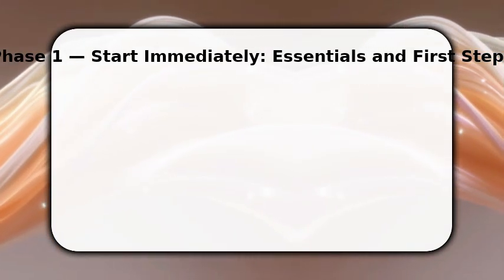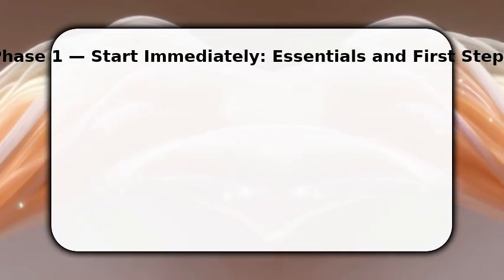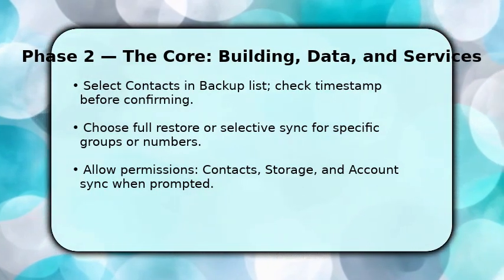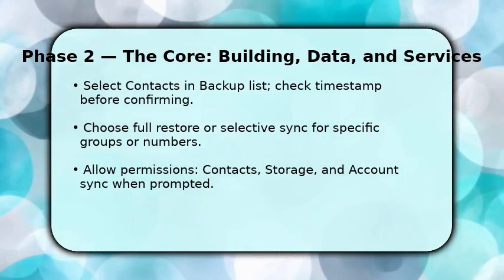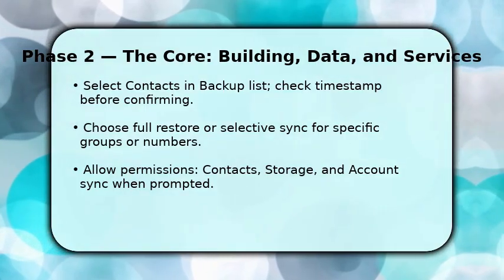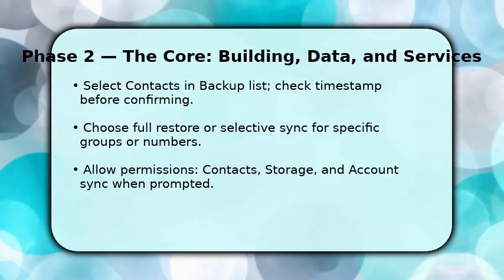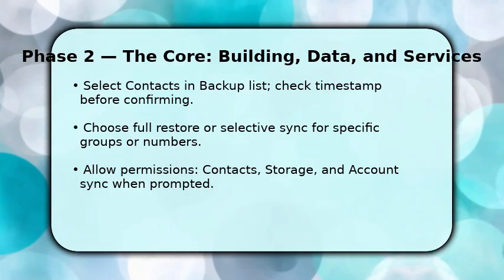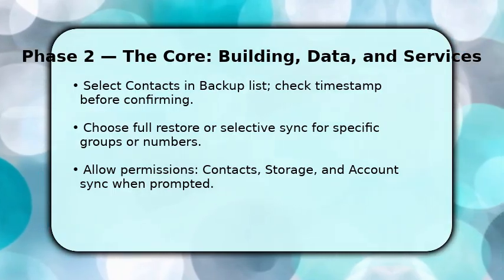Now, verify the last backup date so you restore the correct snapshot. Next, locate backups and select the contact's backup entry with the timestamp you need. This ensures you recover the right data. Once selected, choose whether to perform a full restore or a selective sync if you only want certain groups. Selective restores save time and avoid duplicates.